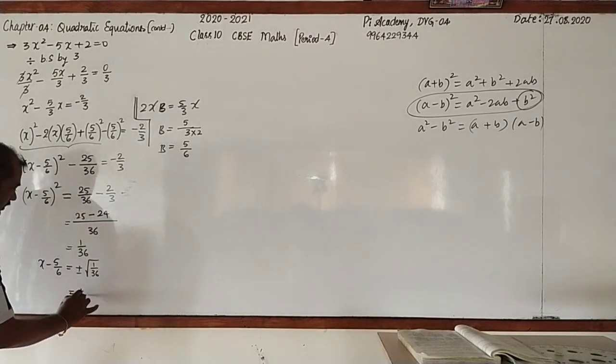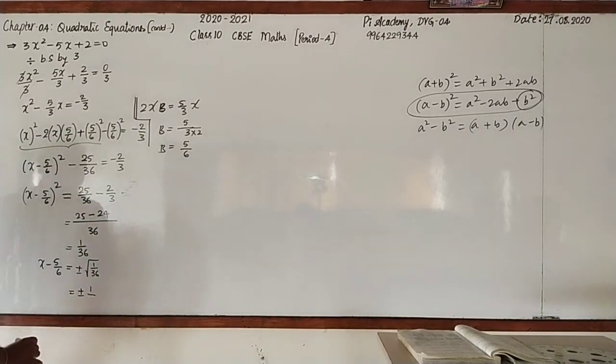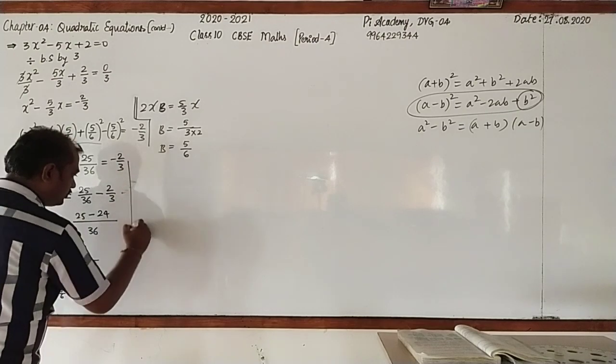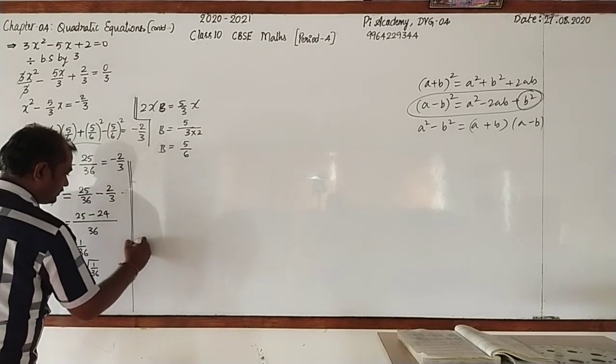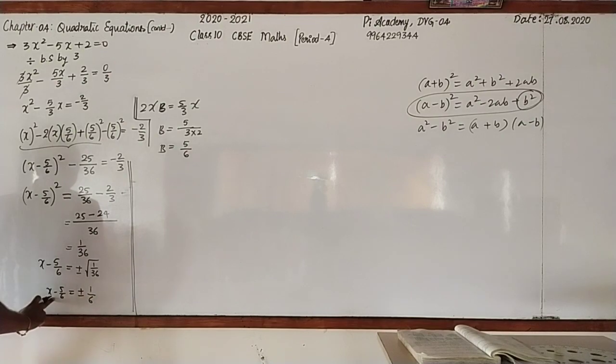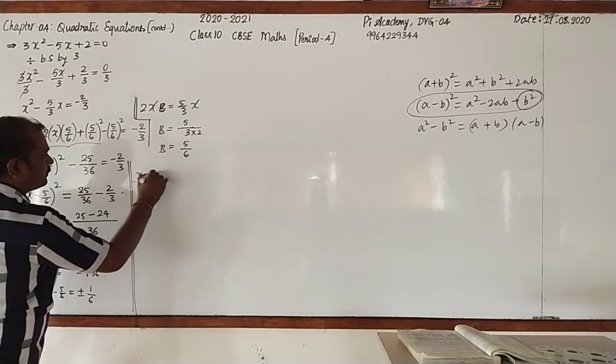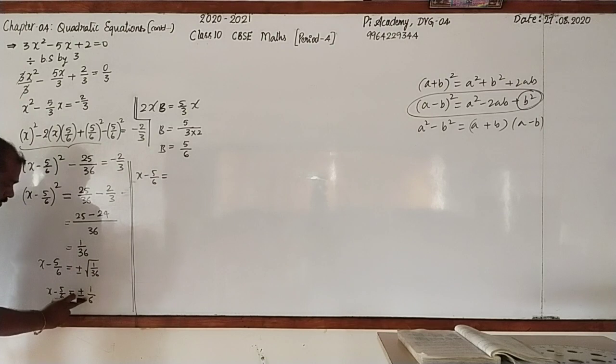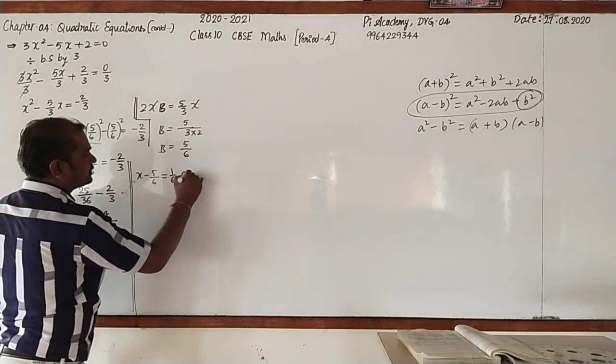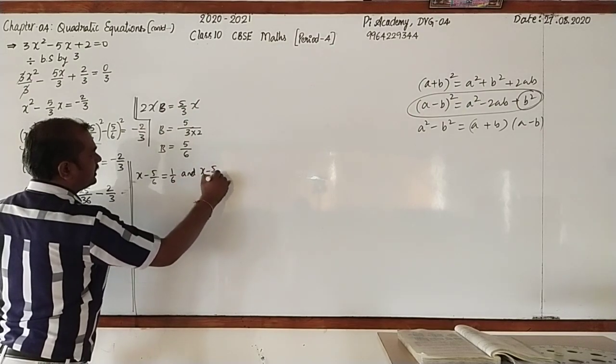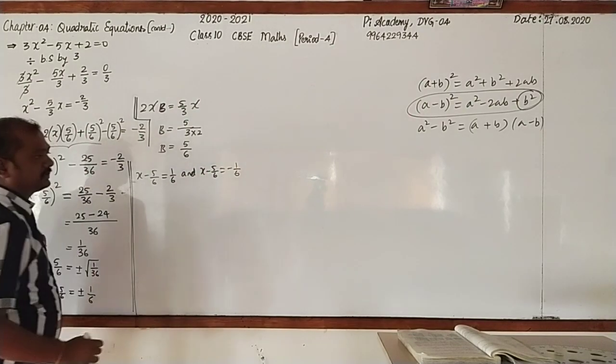The square root of 1 by 36 can be written as the square root of 1, which is 1, over the square root of 36, which is 6. So x minus 5 by 6 is equal to plus or minus 1 by 6. Followed? Next, we have to find out the value of x. Therefore, I will equate x minus 5 by 6 to both plus 1 by 6 and minus 1 by 6.